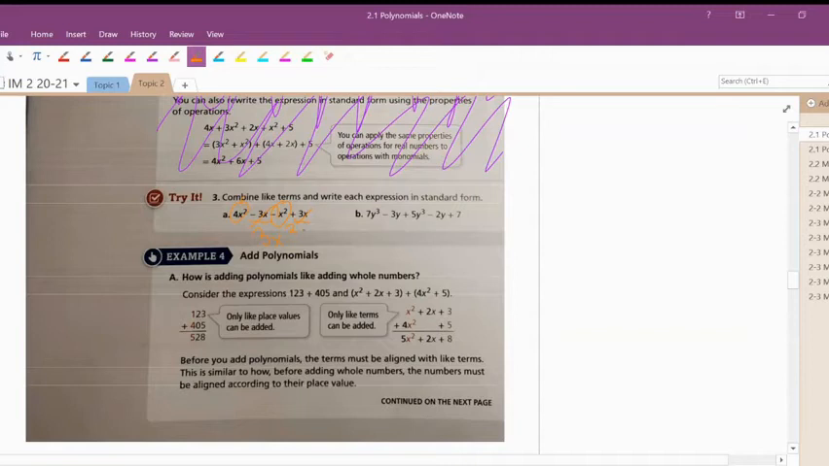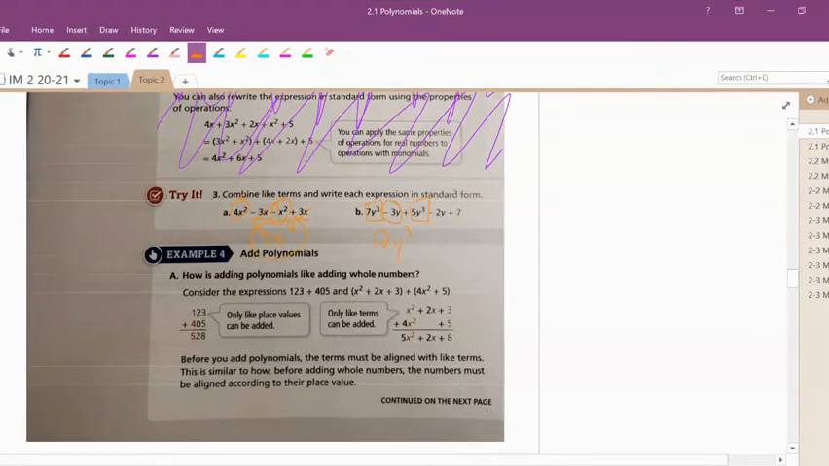Letter B, same type of thing. See, we got a 7y cubed, we got a 5y cubed, or 12y cubed. Then we have our negative 3y and our negative 2y, negative 5y. Notice we don't have a quadratic term. And then lastly, a plus 7 at the end. So that is, in standard form, the sum of those terms.